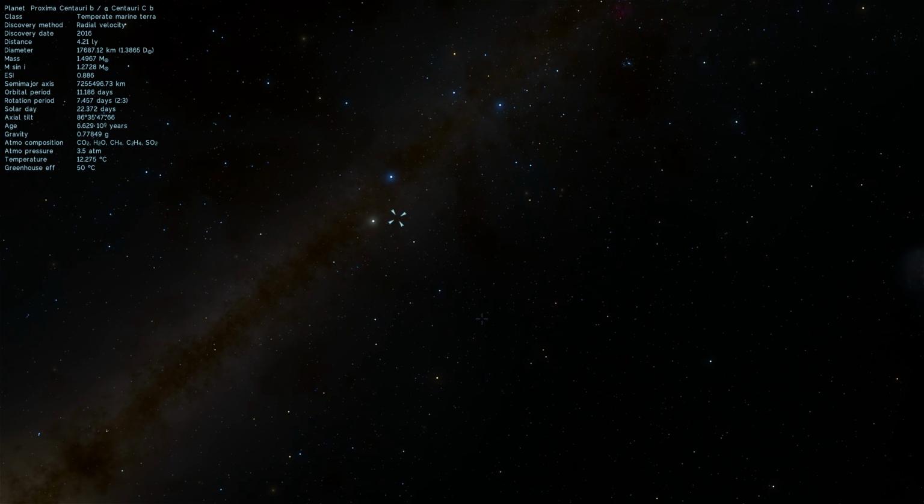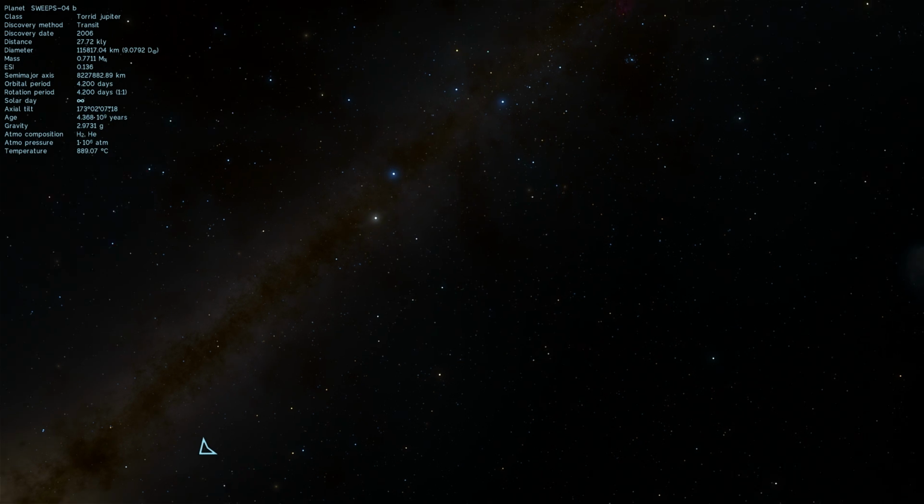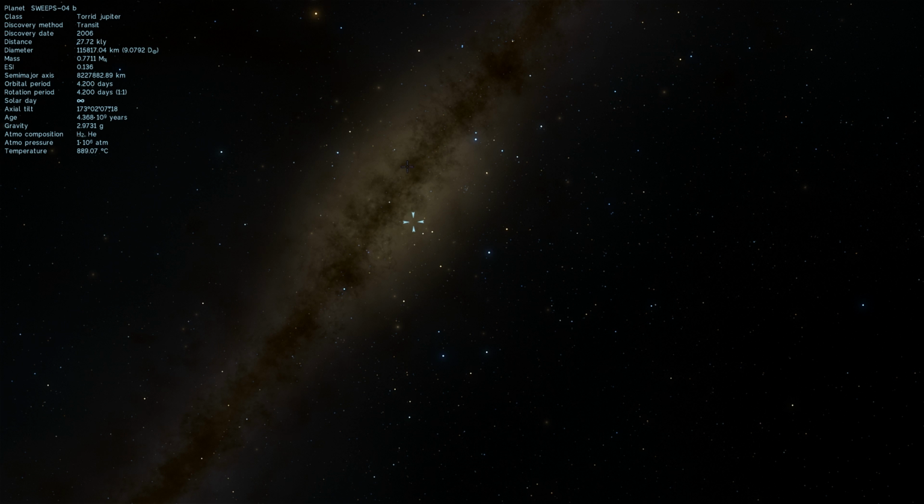But we are going to an object known as Sweeps 04. Actually, there are two objects, Sweeps 04 and Sweeps 11. You can find them in Space Engine by typing Sweeps, and there they are, both of them. These two objects, specifically Sweeps 04b and Sweeps 11b, are extremely far away. They are at the distance of 27,000 light years.